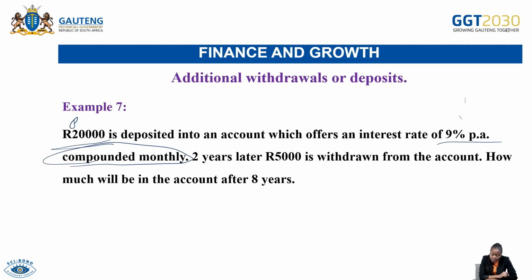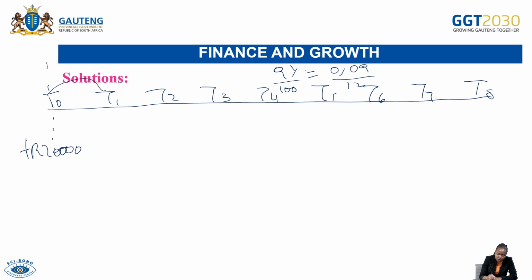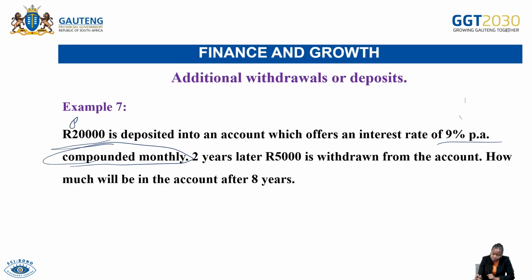Okay, so now they're saying 2 years later, 5,000 is withdrawn. So now 5,000 is taken out from the account, right? So you've got the first year and the second year. So in year 2, we subtract how much? We subtract the 5,000 because the 5,000 is withdrawn, right?